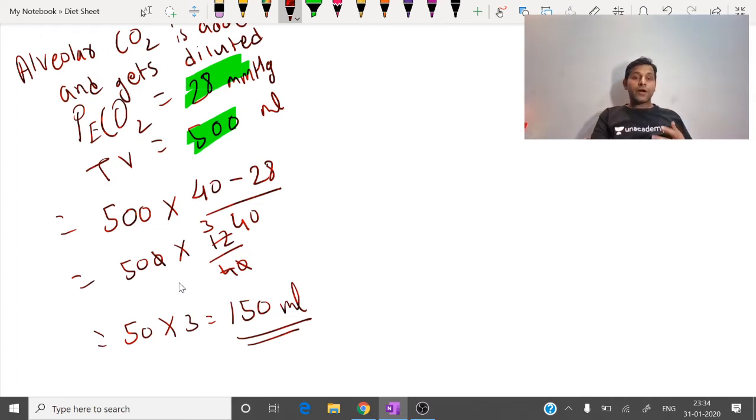Suppose the expired PeCO2 becomes less. What does it mean? If expired PeCO2 is less, it means that the CO2 is getting more diluted. And when do we have CO2 more diluted? When CO2 coming from the lungs is less. So if CO2 from the lungs is coming less, then that CO2 will get more diluted in dead space. And if there is more dilution in dead space, then PeCO2 will be less. And if PeCO2 decreases, definitely you can guess that the dead space has increased.